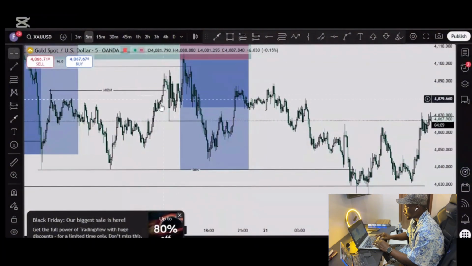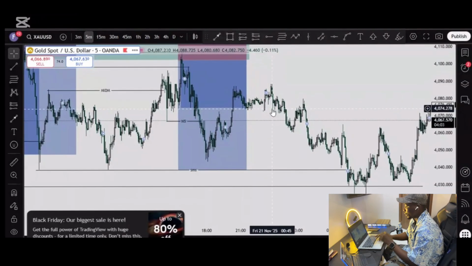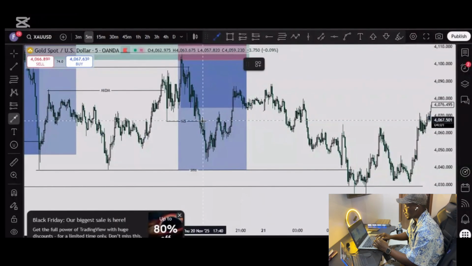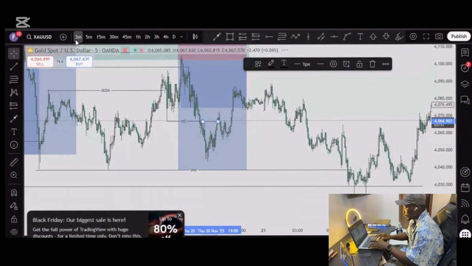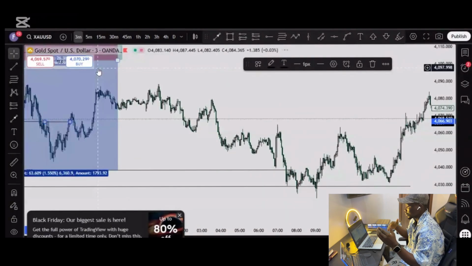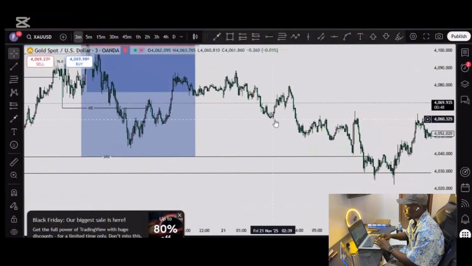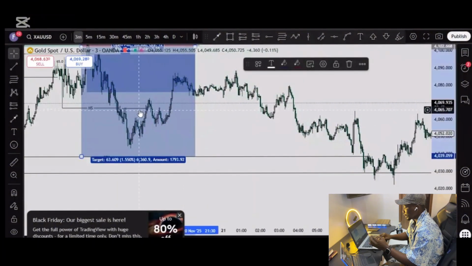There was a break of structure in 15 minutes, just a little break of structure, just for me to confirm that okay, this market will be bearish. After that, there was a major inducement right here. I most likely take those 3 minutes time frame trades because those are the trades that will just play out quickly.